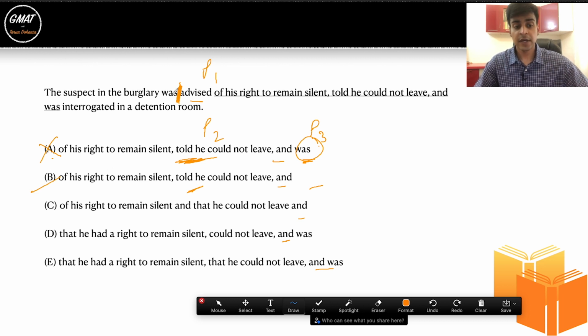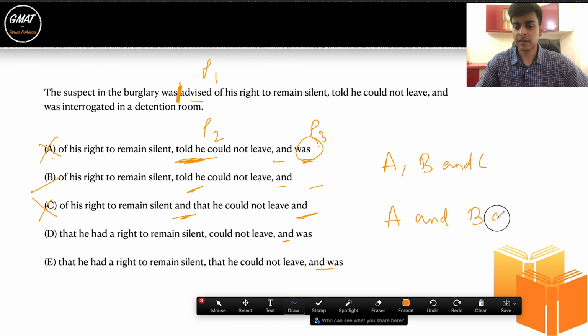See, the suspect in the burglary was advised of his right to remain silent and that he could not leave, and so there are two "and"s to join three things, redundant again. I can write A, B and C. What is the point behind writing A and B and C? None. Let's see, out.